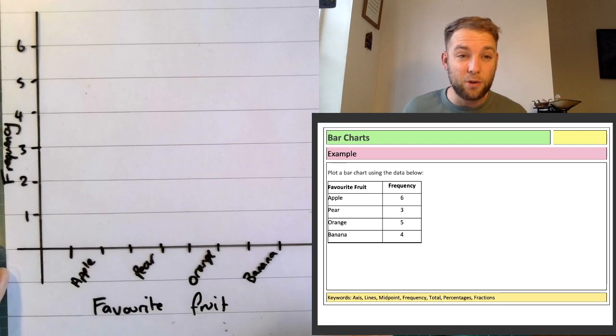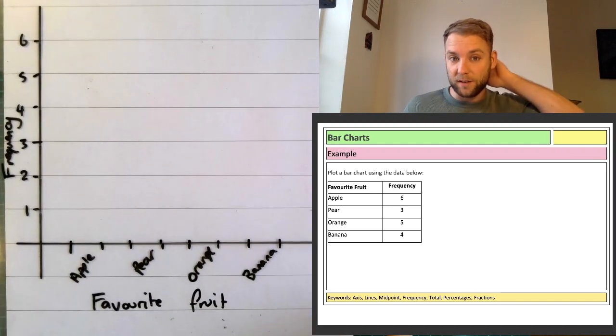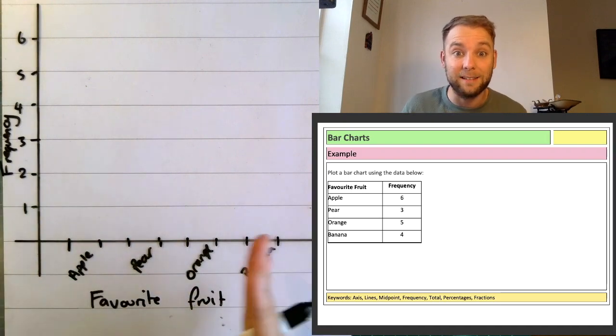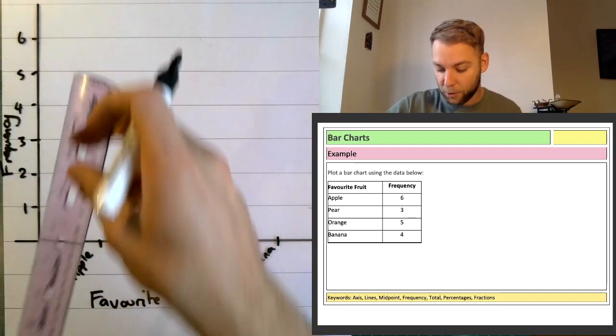Now do make sure you're having a go at this. Make sure you're not just watching the video, because remember the only way to learn maths is to do it. So practice doing these skills and that's what's going to help you out.